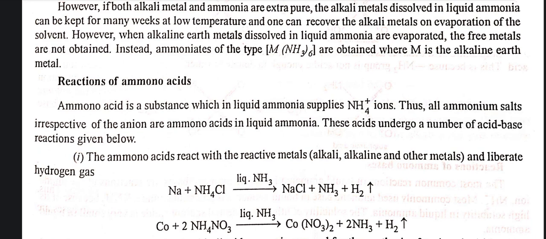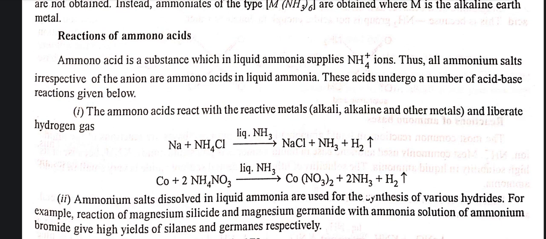Reactions of ammono acids. An ammono acid is a substance which in liquid ammonia supplies NH4+ ions. Thus, all ammonium salts, irrespective of the anion, are ammono acids in liquid ammonia. These acids undergo a number of acid-base reactions given below. First, the ammono acids react with the reactive metals, alkali, alkaline earth, and other metals, and liberate hydrogen gas.